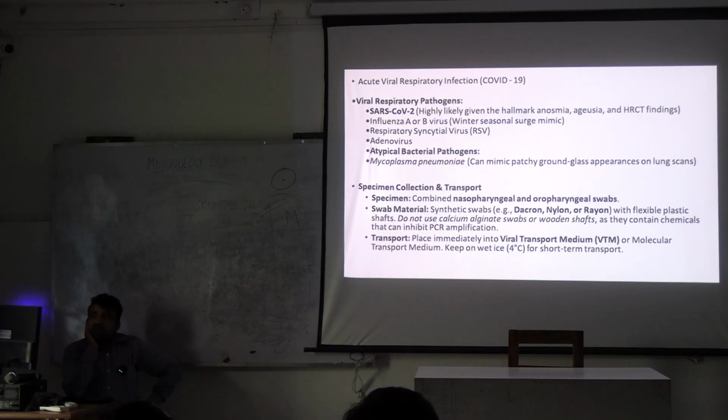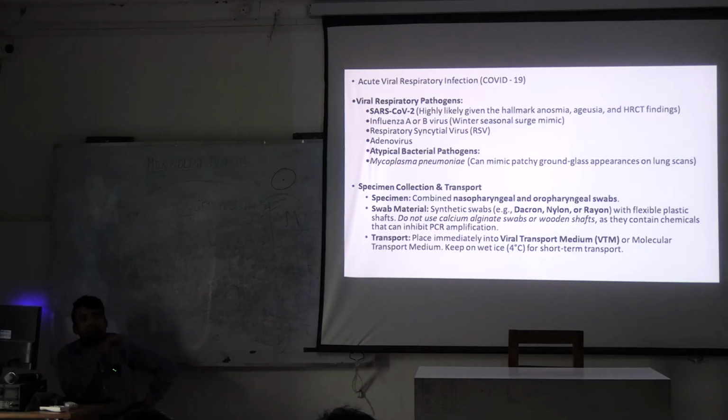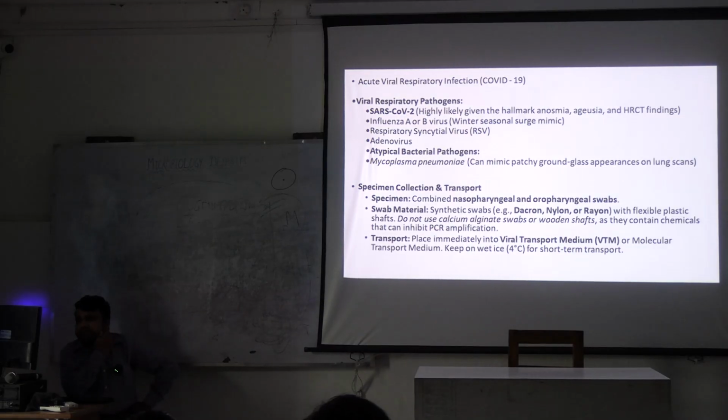Okay. So what could be the causative agent? Obviously, recently, because of the pandemic and the circulating SARS-CoV strain, we can find SARS-CoV-2, influenza A or B, RSV, adenoviruses, even MERS virus. There are many viruses. They got a parve likhbe.